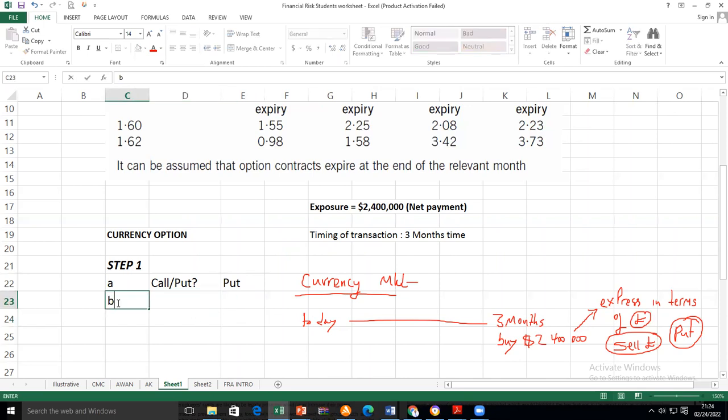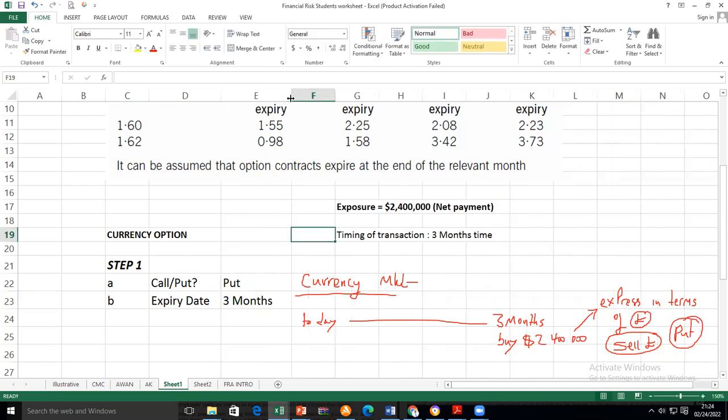The second item, the expiry date. This was a funny question. I'll help you. 3 months. So we want an option which just coincides with our transaction. In 3 months' time, you get an option which expires in 3 months' time. We don't want any option after that, because our transaction would have been closed.